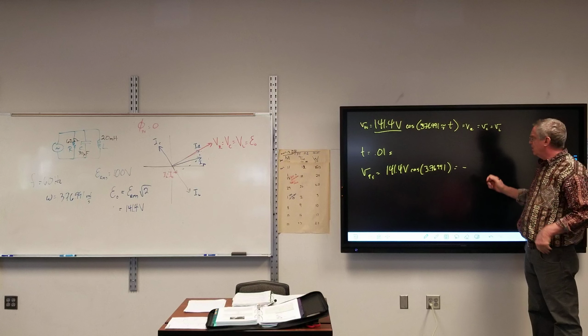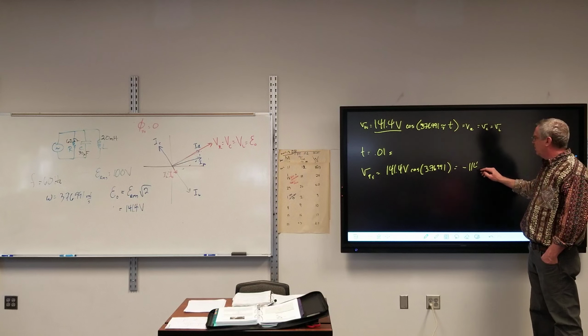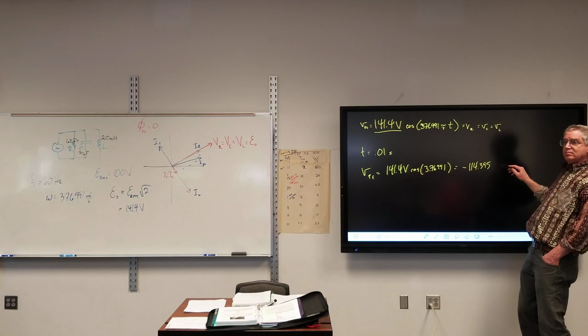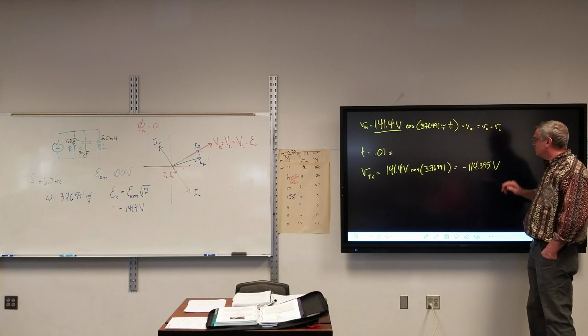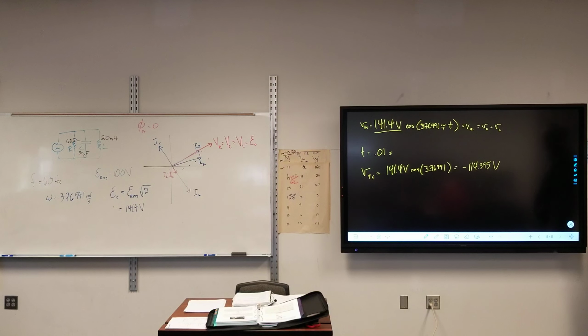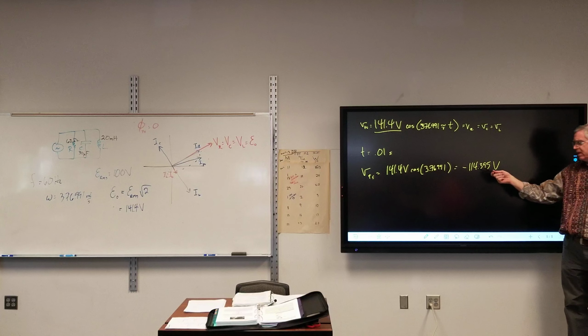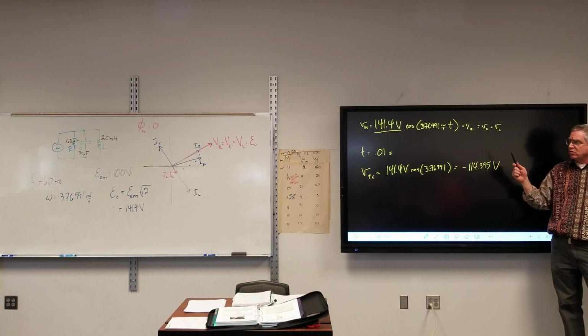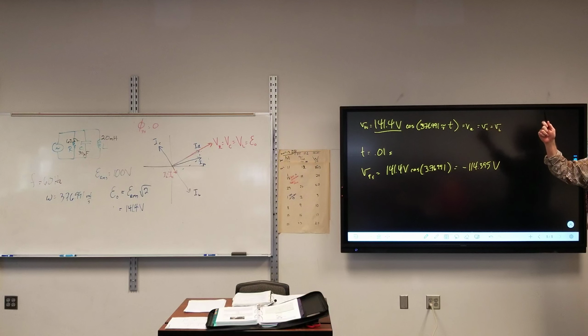It's negative 114.395. Units? Volts. So at a hundredth of a second, the voltage of the power supply is negative 114.395 volts. At that moment, the voltage across the capacitor, the inductor, and the resistor are the same, because again, parallel structure, at any moment, the voltages are equal.